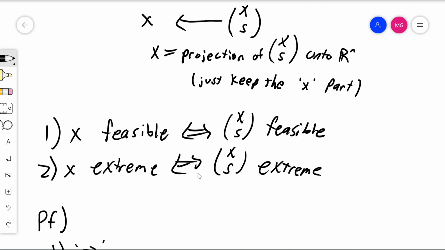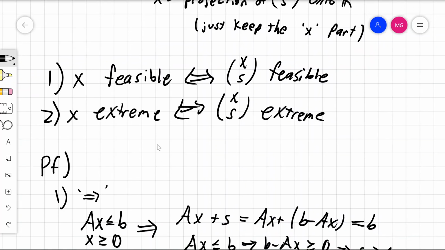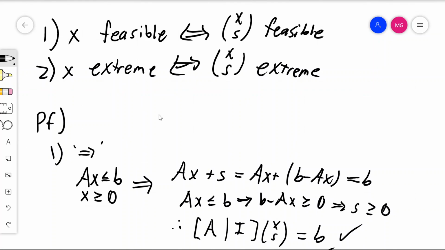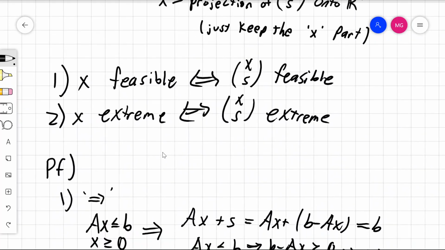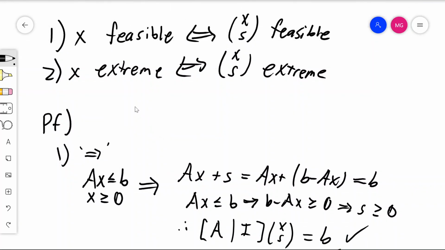And then there's also this if and only if condition for the extreme points. x is extreme if and only if the corresponding (x, s) in the SEF version is also extreme, and vice versa. So those two conditions were true in that video that we did, and they're true in general when we're in the situation of variable non-negativity. So why is that true?